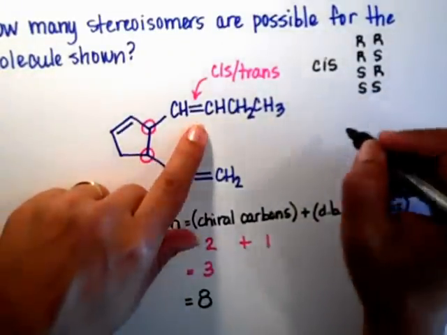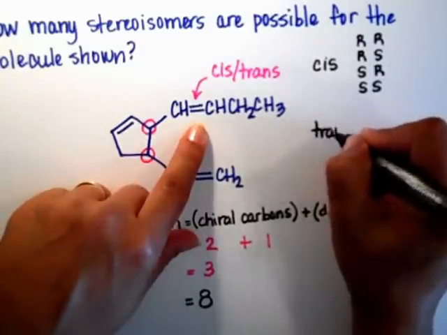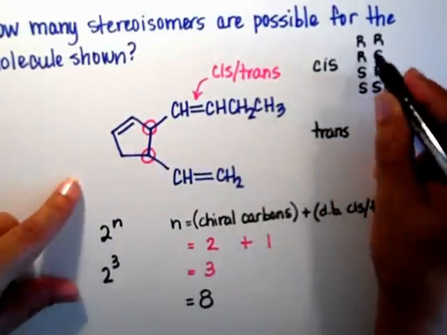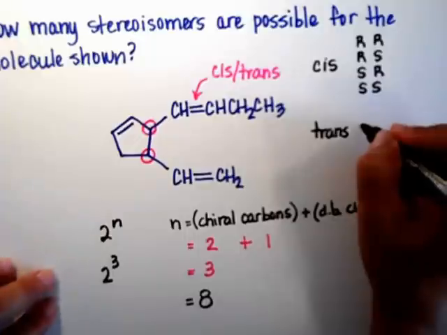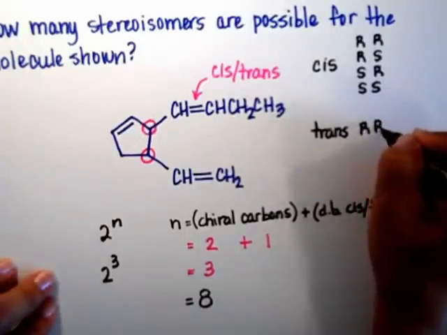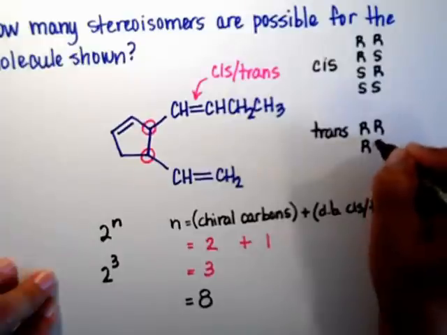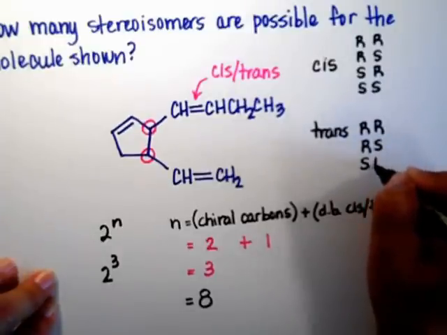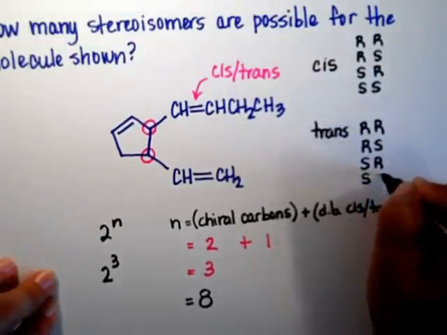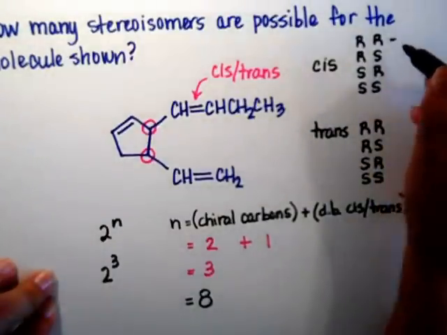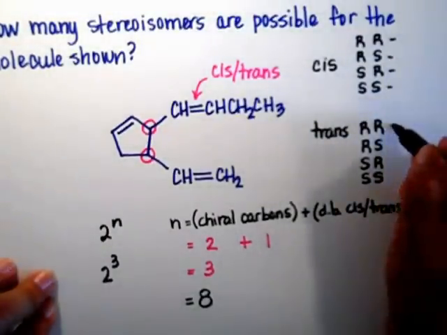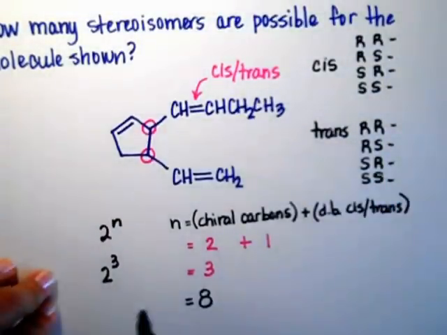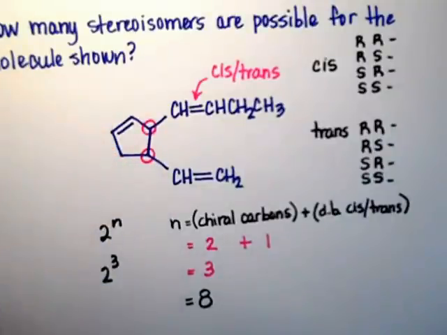If your double bond up here is trans, then you can have the same 4 possibilities for your chiral centers. You could have the RR, the RS, the SR, or both of them S. So you have 1, 2, 3, 4, 5, 6, 7, 8 possible stereoisomers in this molecule.